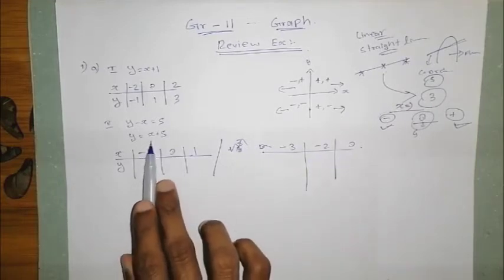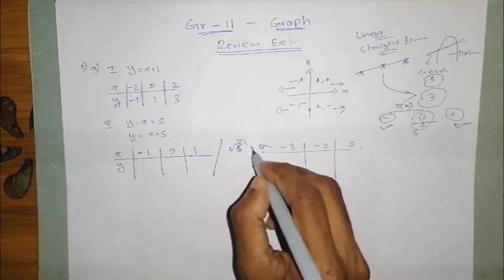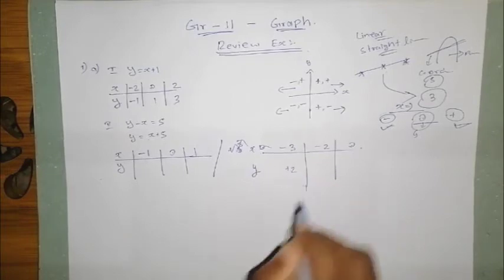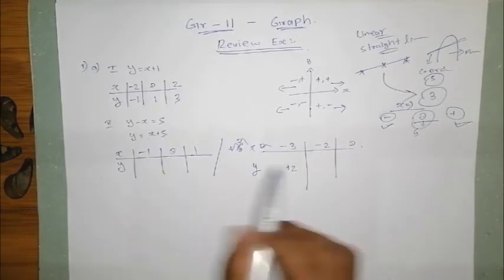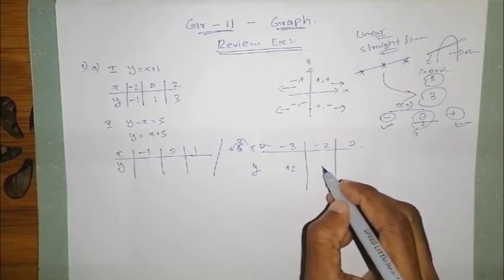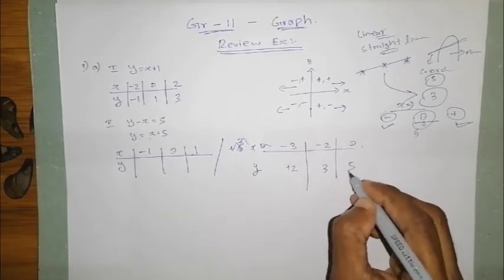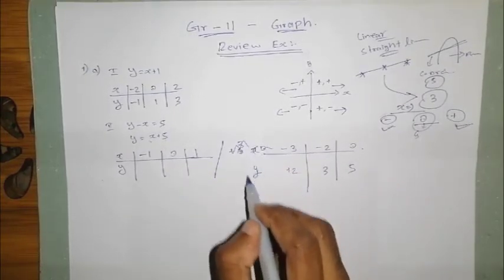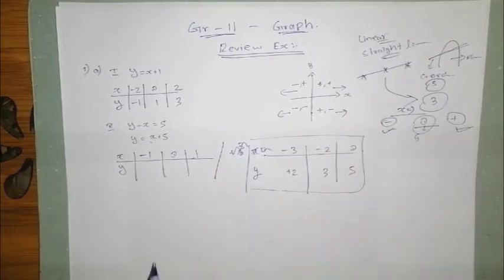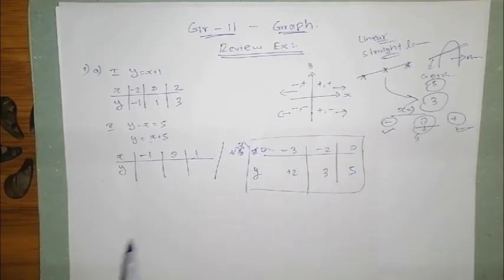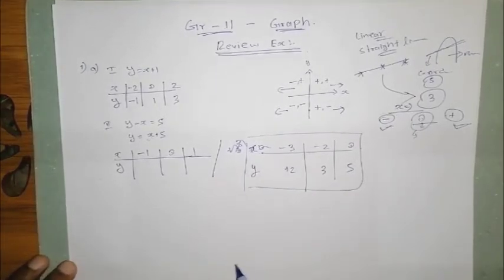Okay, if we substitute minus 3, the answer of y, minus 3 plus 5, it will be plus 2. If we substitute minus 2, it will be 3. If you substitute 0, it will be 5. So the table of values, I'll take this one. If you take these values, you need to extend the graph, you need to produce the graph to do the second part of this question. Okay, so we'll discuss it at the second part.